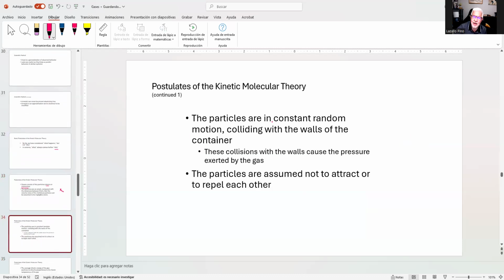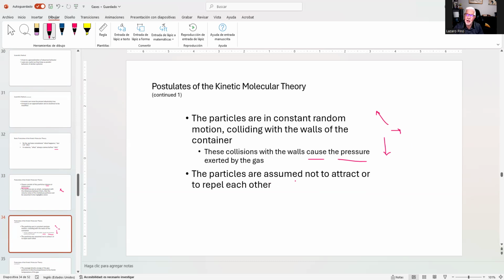The particles are in constant and random motion. One is moving here, the other is moving this way, the other is this way. They are in random movement, colliding all the time with the walls of the container. These collisions with the wall will cause what we know as pressure. It's the pressure that the gas is exerting over the walls of the vessel.